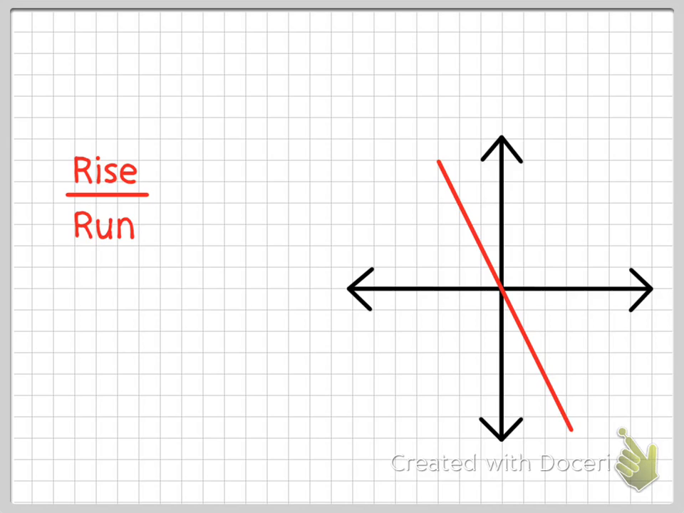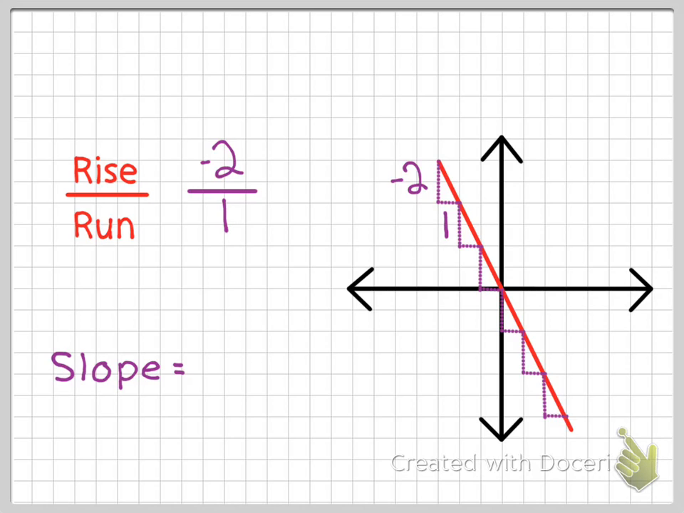Here's another example for us. We've got a very steep negative slope, but we're going to do the same thing. We're going to see how we can get from point to point. It looks like I can go down 2 and to the right 1. So I'm going a negative 2 and then to the right 1, and that will continue. So my rise is negative 2, my run is 1, which would make my slope negative 2 over 1. And remember that negative 2 over 1 can be simplified to just negative 2.